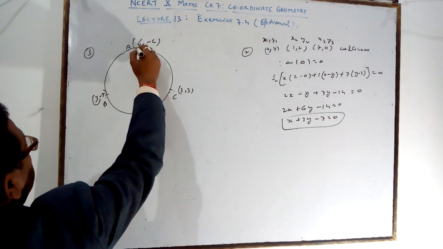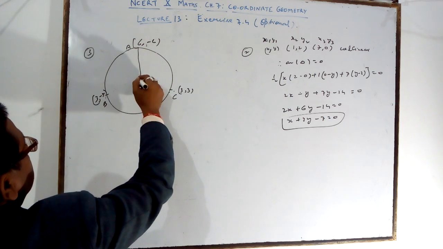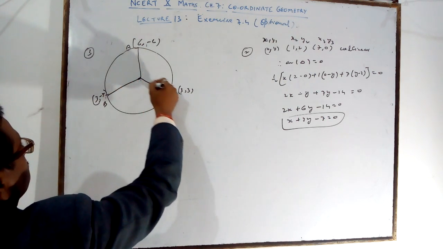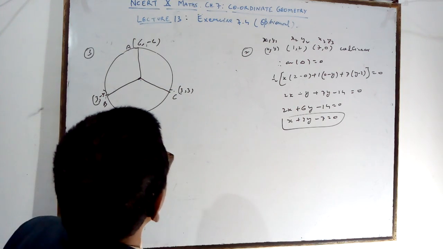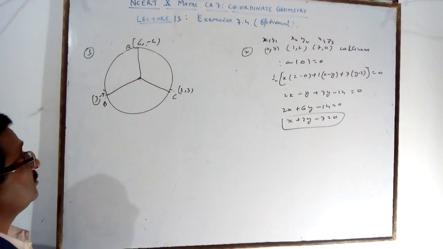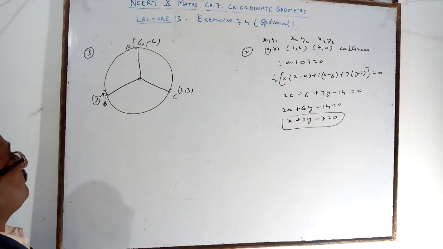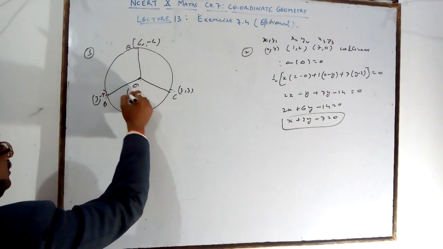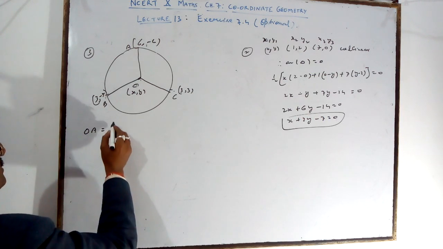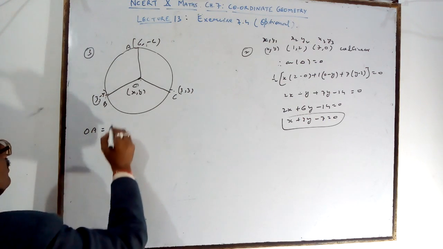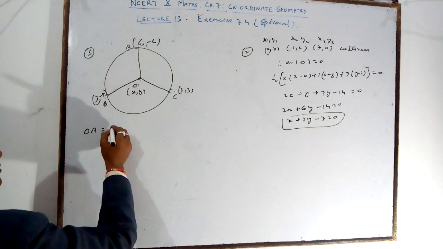Here OA, OB and OC are the radius. You are getting the center of the circle which passes through these points. First you find out OA. Let the center be x comma y. OA is equal to the distance OA. This is the center.